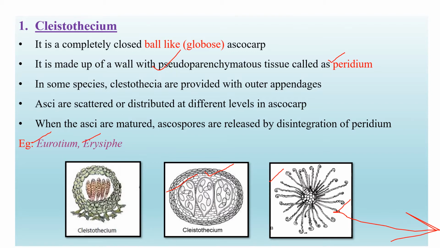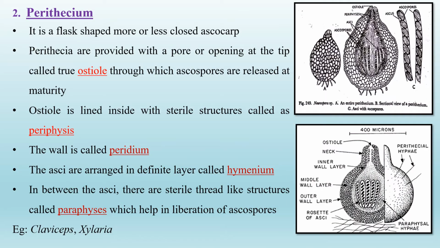So coming to the second one, Perithecium. Perithecium is a flask shaped, more or less closed ascocarp. I already told you it is flask shaped. Here we can see how it looks. It is a flask shaped structure. Perithecia are provided with a pore or opening at the tip. That pore is known as ostiole, the true ostiole through which ascospores are released at maturity.